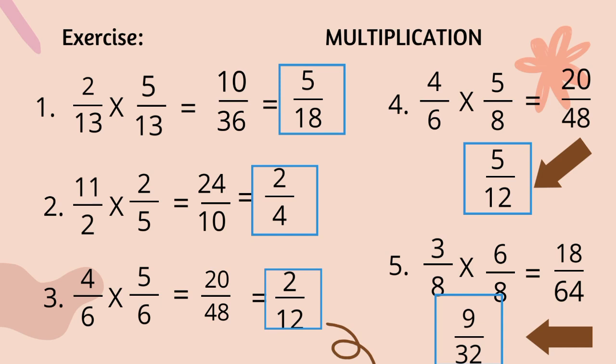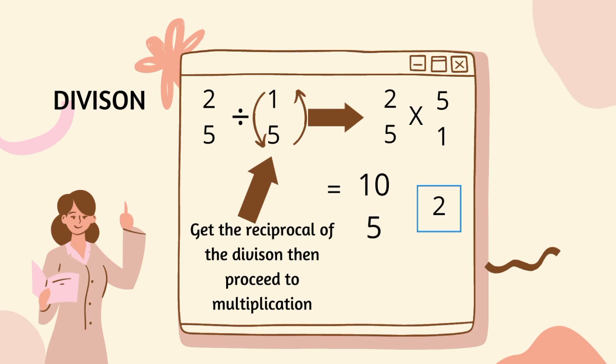Number 4, that's correct. Number 4 is 6 times 8 is 48. 5 times 4 is equal to 20. So, simplify natin 5 over 12. That's correct. So, 8 times 8 is 64. 3 times 6 is 18. Simplify natin siya is 9 over 32. So, that's correct again. So, next naman natin is division.